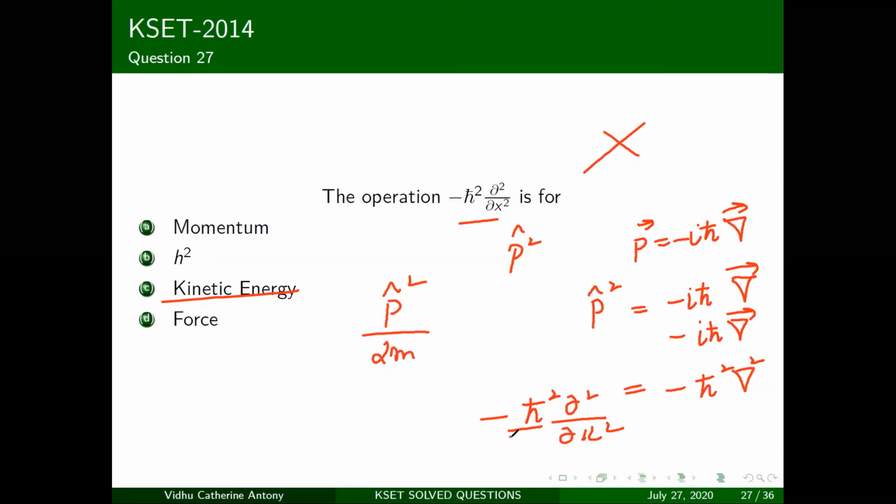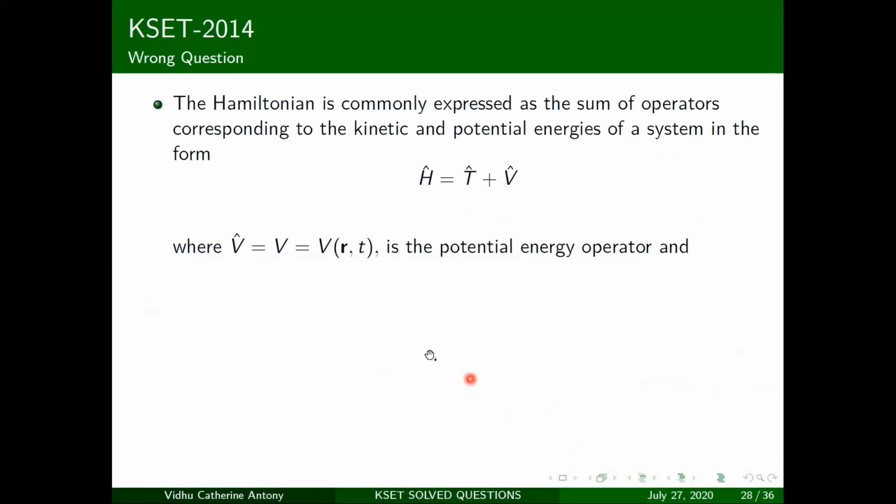So you're supposed to be dividing this by 2m, and only then does it become the operator for your kinetic energy. This is how you represent the Hamiltonian operator. You have an H cap, a T cap and a V cap, and this is how you write it down. This is your kinetic energy operator, and this is the potential energy operator that you have.